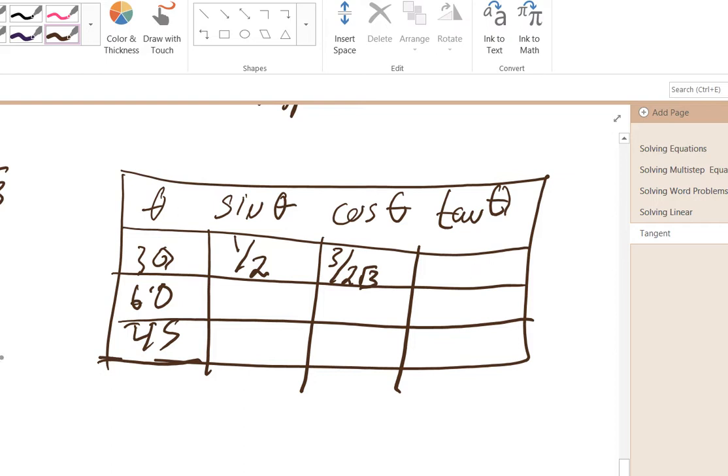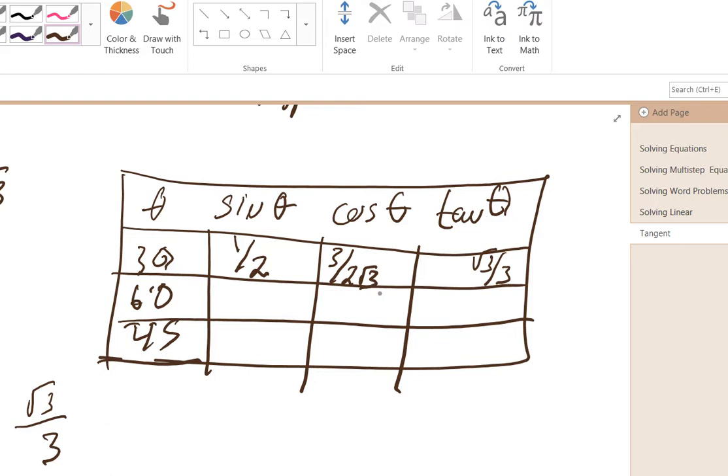Tangent of 30 is going to be opposite, which is the square root of 3, over the adjacent side, which is just 3. So in the chart, I'm going to put square root of 3 over 3. And that one is okay. You can have a square root in the top of a fraction. They just don't like it to be in the bottom of a fraction. All right, so we got the top row figured out.